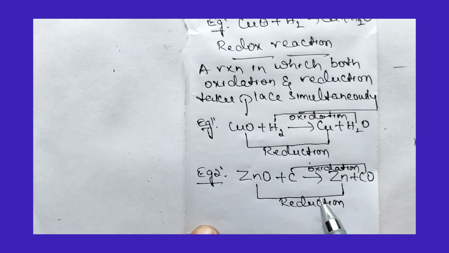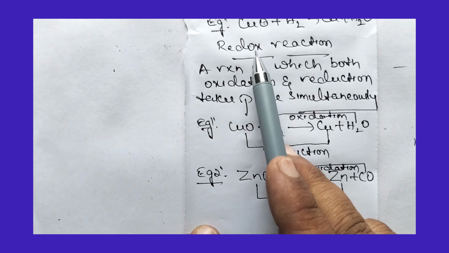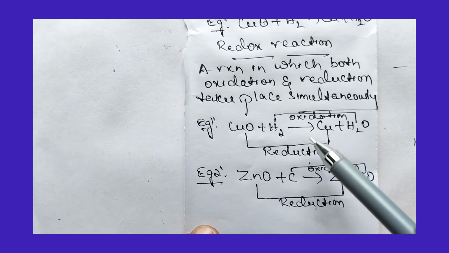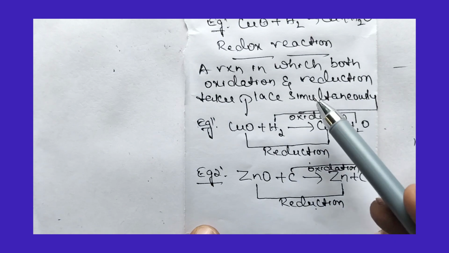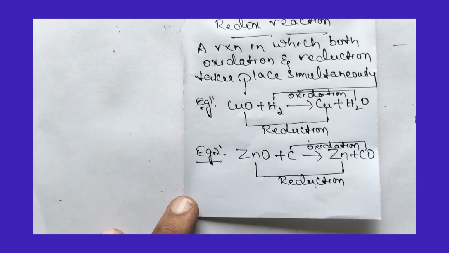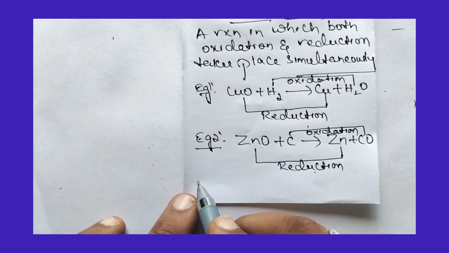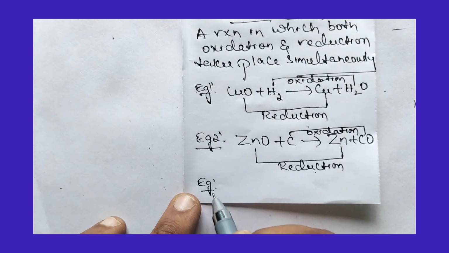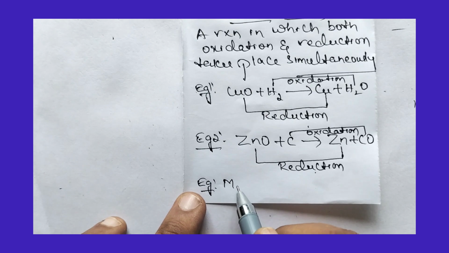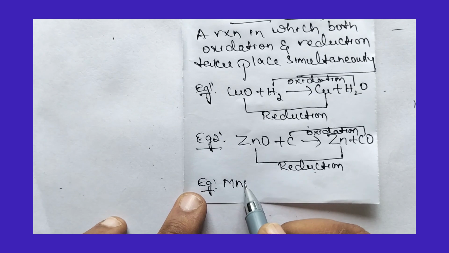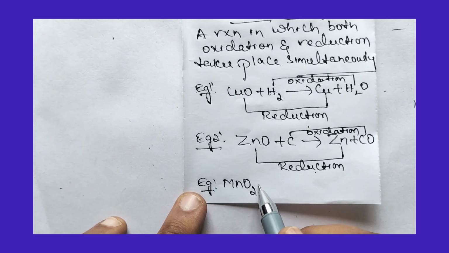Here you observe both oxidation and reduction are taking place simultaneously. Therefore, the reaction of zinc oxide with carbon is an example for redox reaction. These two examples are very important. These two examples we have to keep in mind. Along with these two examples, one more example is there. Let us take that one also. That is MnO2, that is manganese dioxide.